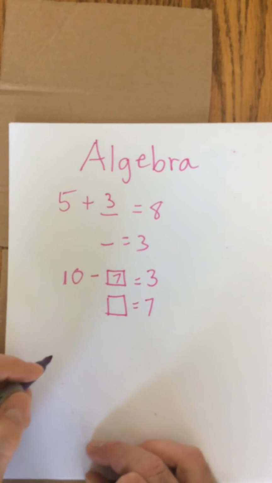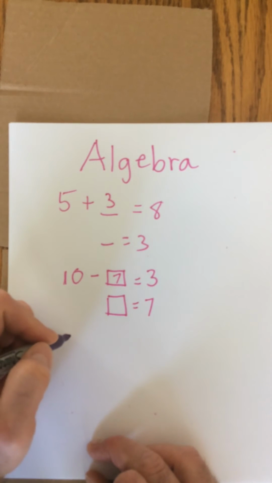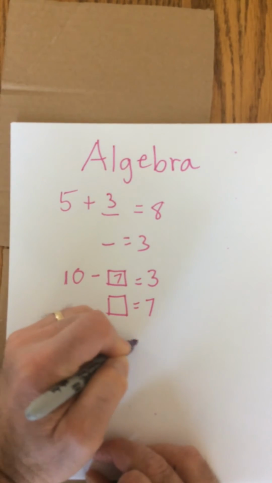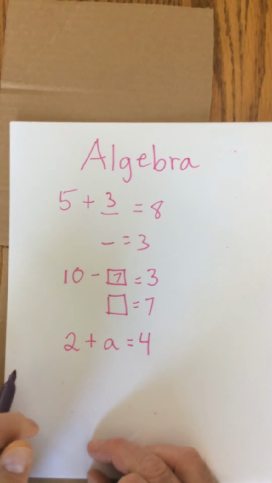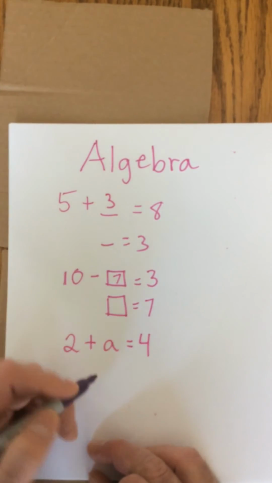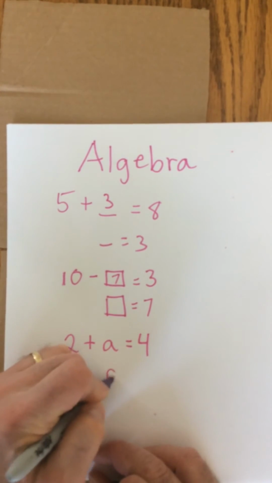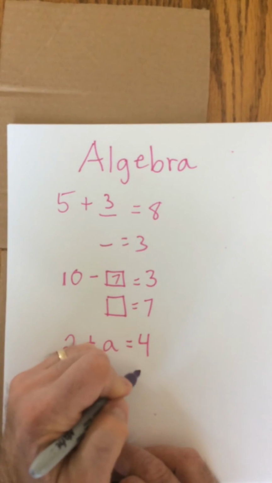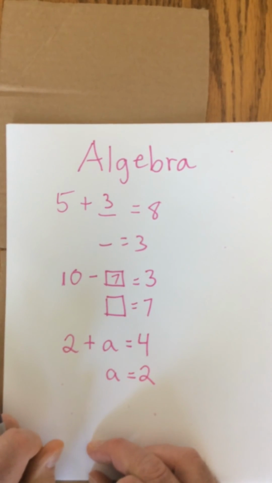Now, the only other step is they like to use letters to represent those missing numbers or those unknown numbers. So something like this, 2 plus a equals 4. So it's no different. That a is the same as the square, is the same as that blank there. So we have to figure out how much a is equal, or what it's worth. So 2 plus what equals 4? Well, 2 plus 2 equals 4, so a must equal 2.